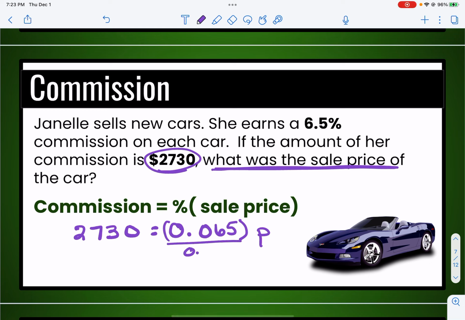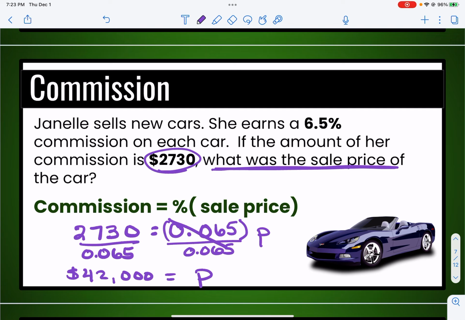So I'm going to divide both sides by the percent. These two cancel each other out so that all I have is a P for the sale price. And when I put this part into my calculator, I get this lovely number, $42,000. So the price of that luxury vehicle is $42,000. That's what it's selling for. And Janelle is going to keep $2,730 of that.